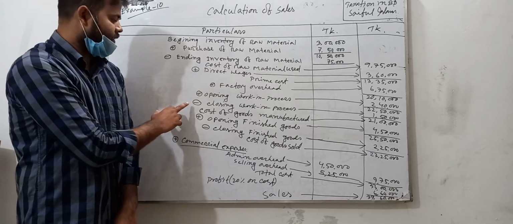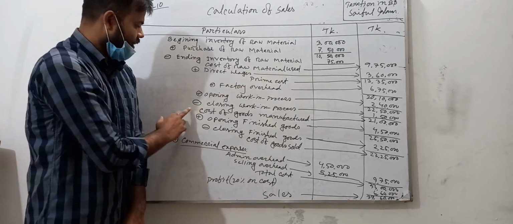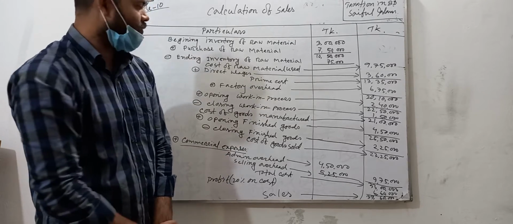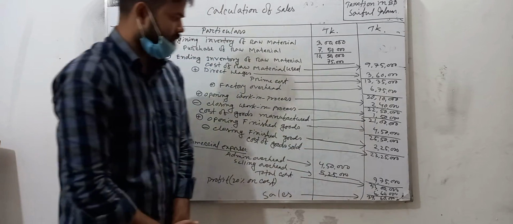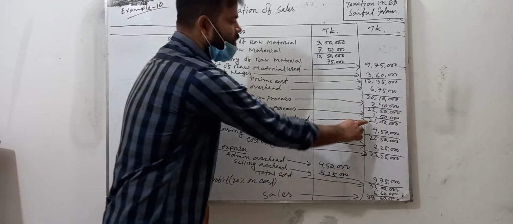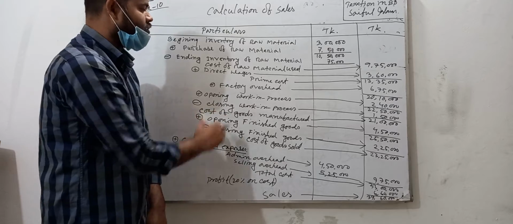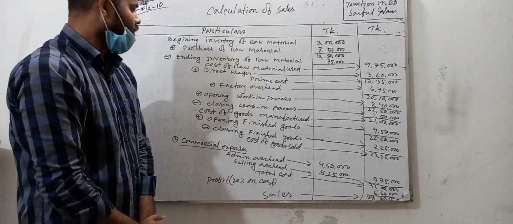22,50,000. And from here we deduct closing work in process. Given in the question, closing work in process is 1,50,000. Then the answer will be 21 lakh. And this is called cost of goods manufactured.